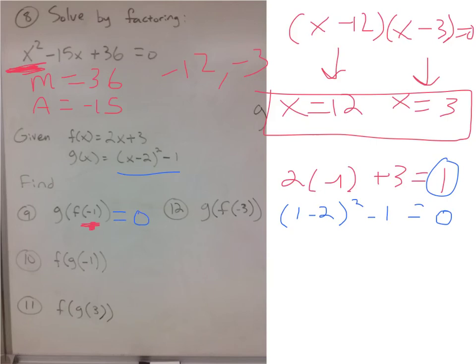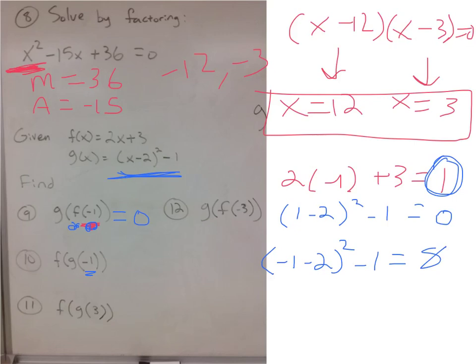Once again, take the number, plug it into the function that it's closest to, take that answer, plug it into the next function, simplify that down, and that's your answer. So same thing for number 10 here, but this time I'm plugging negative 1 into g first. So plugging into g, we get negative 1 minus 2 squared minus 1. Okay, well, negative 1 minus 2 is negative 3. Negative 3 squared is positive 9, and 9 minus 1 is 8.